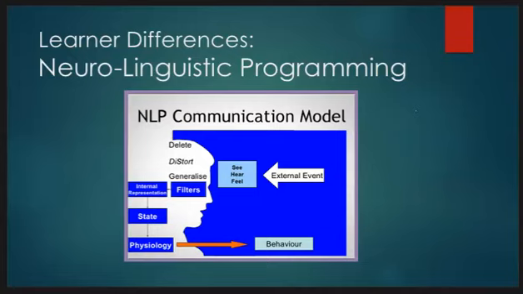So that's coming in, going through these filters, which are either deleting or distorting or generalizing the input that they're receiving. It goes through those filters and becomes an internal representation in the person's brain until it becomes integrated into a state and into their physiology, into their body. And it comes back out from the learner as some kind of behavior, some kind of response to the input that they received.